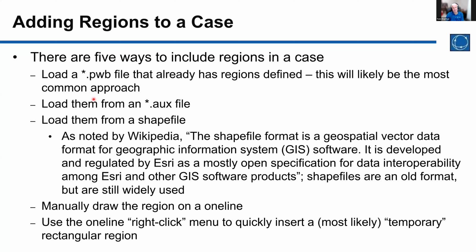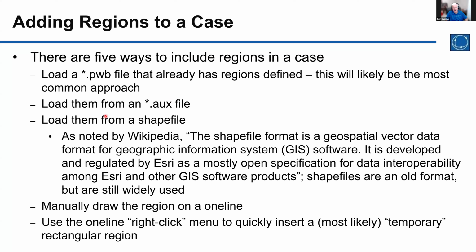Probably the second most common way to do them is you will load them from an aux file, and I'll show you how to take existing regions and store them in an aux file and load them up. The third way, which is how I got a lot of these initial regions that we've been testing with, is to load them from shape files.